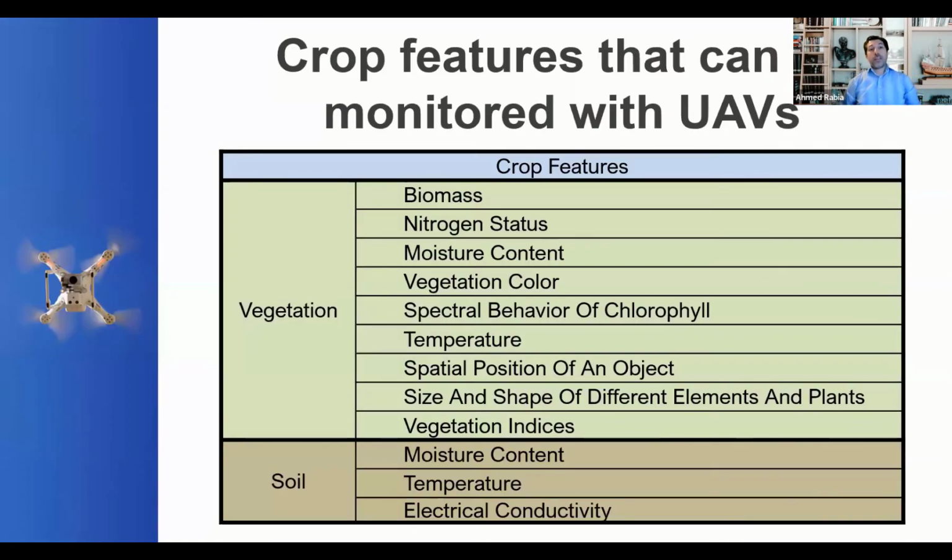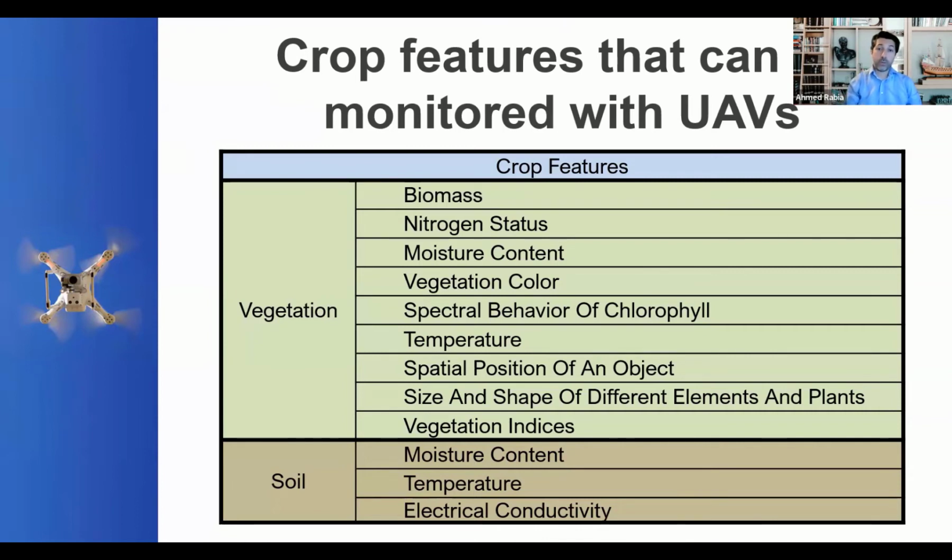So using the UAV, we can deal with different crop features, starting from the vegetation part of the crop, or even the soil. In the soil, of course, you can capture information like soil temperature, water or moisture content in the soil, and electric conductivity. Other features you can capture for the vegetation part of the crop are biomass, nitrogen status, the moisture content inside the plant cells, vegetation color, the chlorophyll content inside the leaves, and the spatial position of the plants.